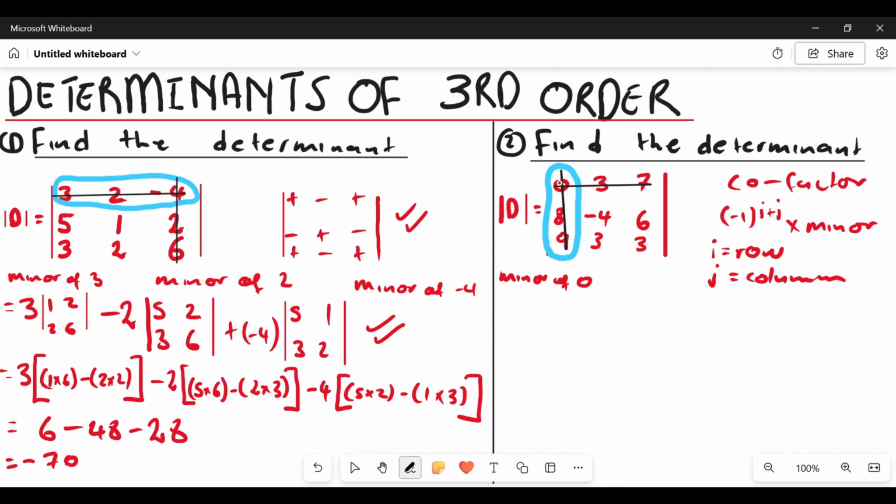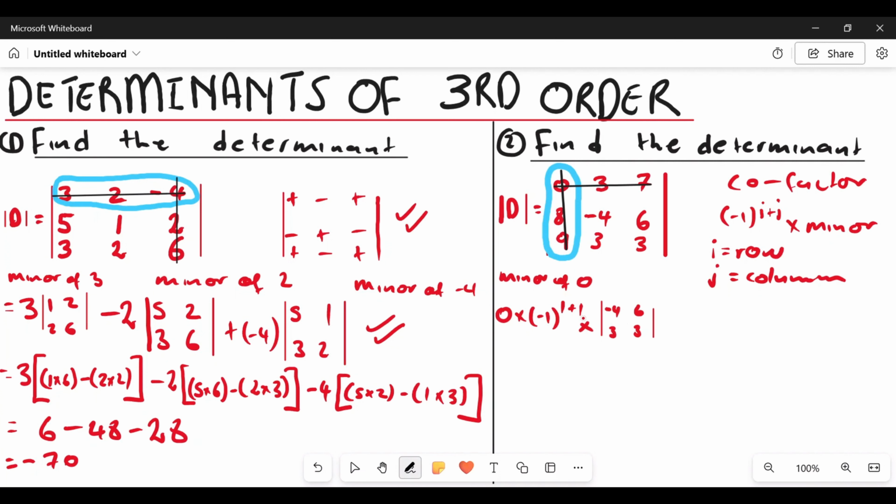Now, this 0, which is an entry, is going to be part of our calculations, right? It's going to be multiplied by the cofactor. So the cofactor here, we know that we're going to have negative 1. Our i, which is our row, is the first row, so we can write 1 here. And then our column is going to be our j, which is going to be the first one. So it's going to be 1 plus 1, multiplied by our minor. Our minor is the entries that are left there, which are negative 4, 6, 3, 3.